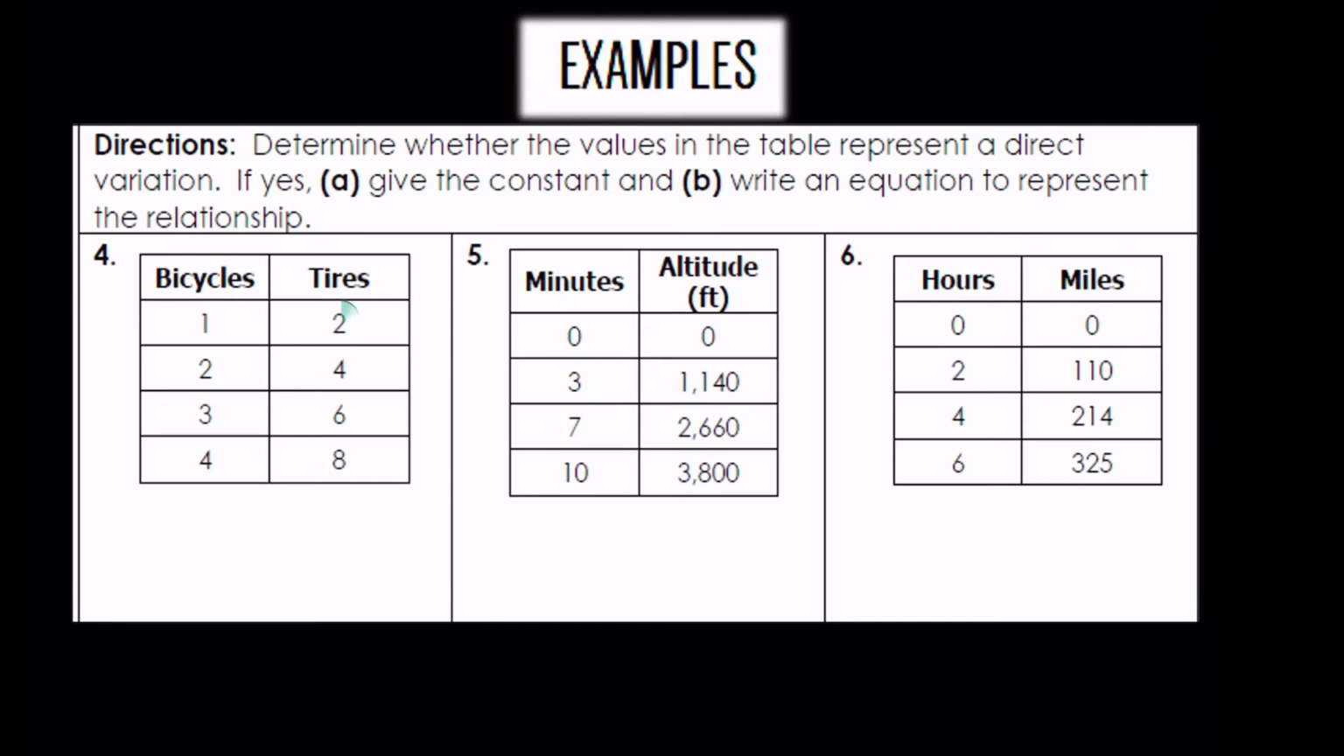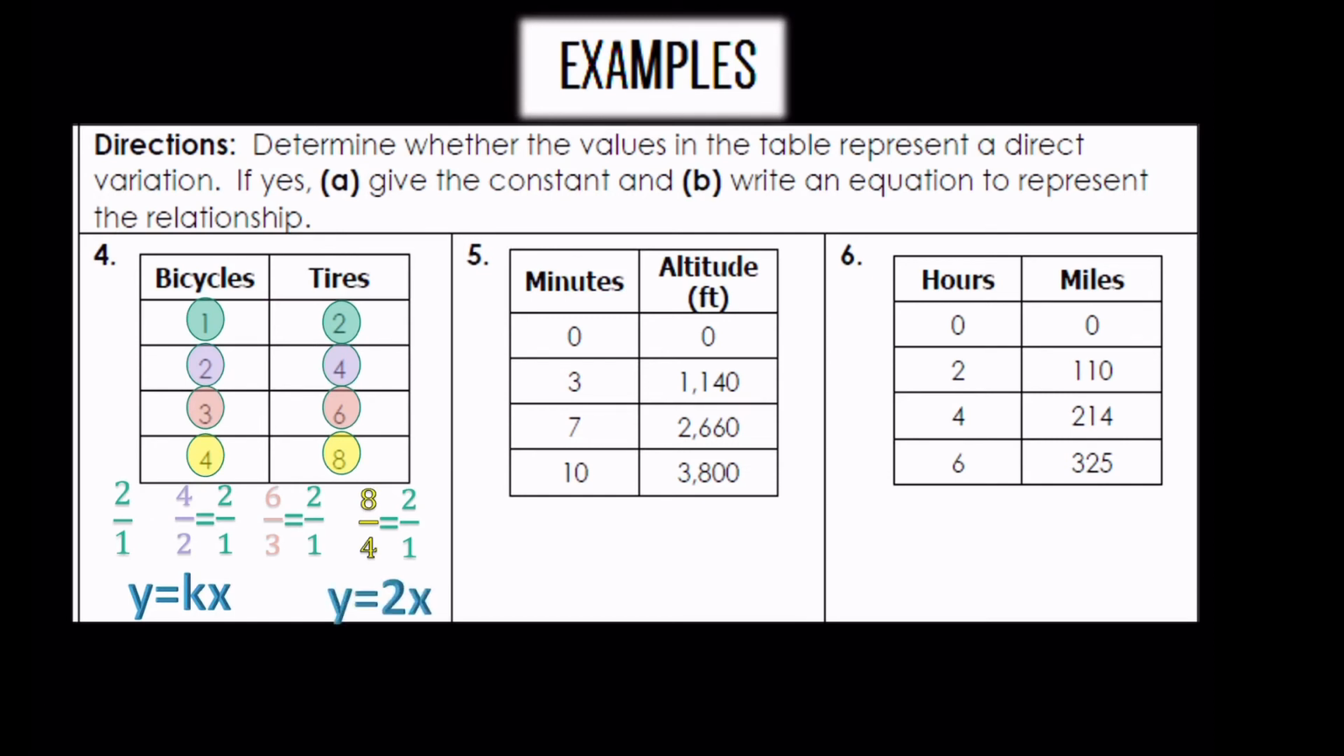So let's look at my first one. If I put 2 over 1, y is my 2, x is my 1. Then 4 over 2 simplifies to 2 over 1. 6 over 3 and 8 over 4. So what we can say is, yes, it represents a direct variation. The constant of variation is 2. Therefore, my equation is y equals 2x. That's it.